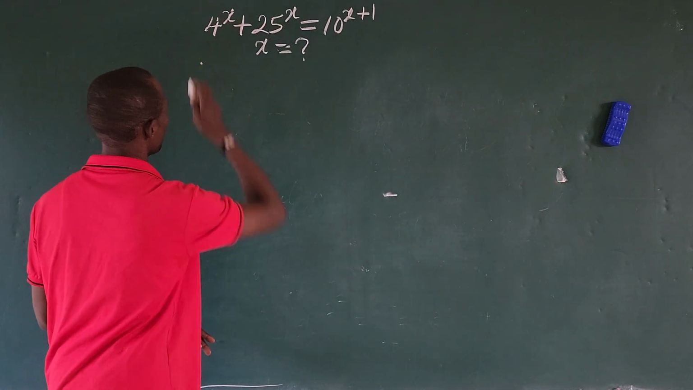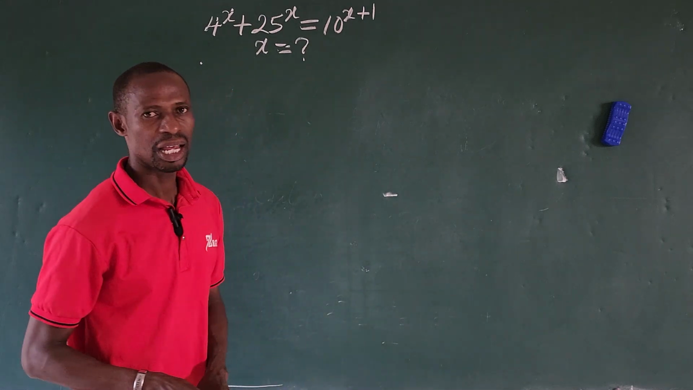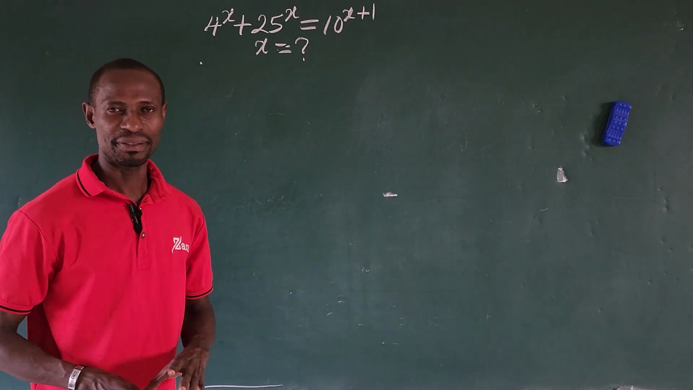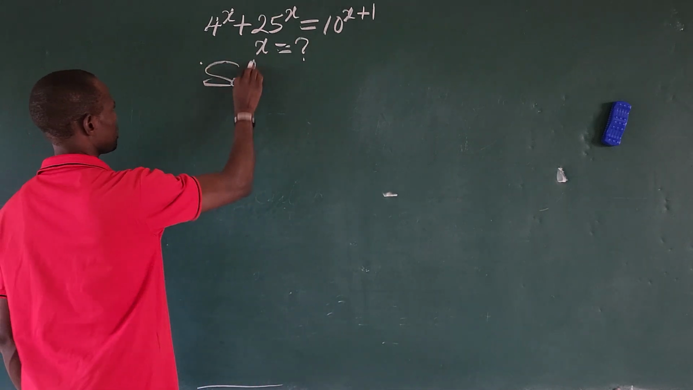So we have 4 to the power of x plus 25 to the power of x equals 10 to the power of x plus 1. What is the value of x here that will satisfy this challenge? So we take our solution here first thing.